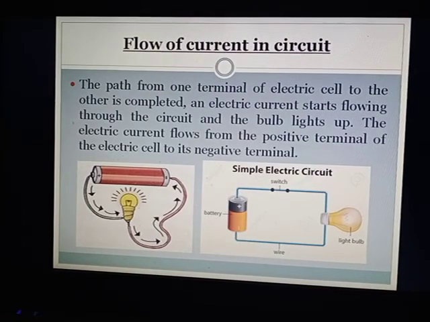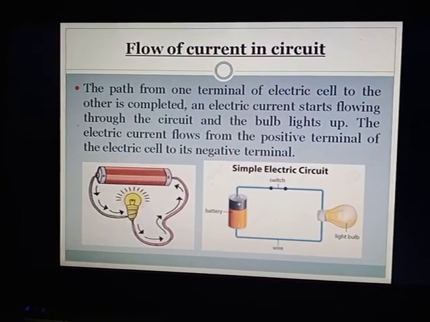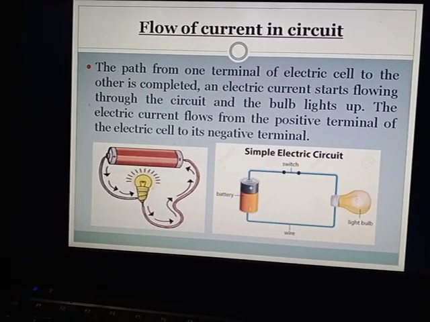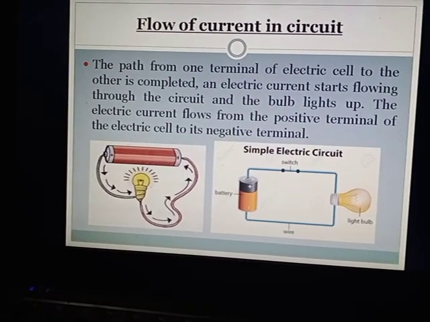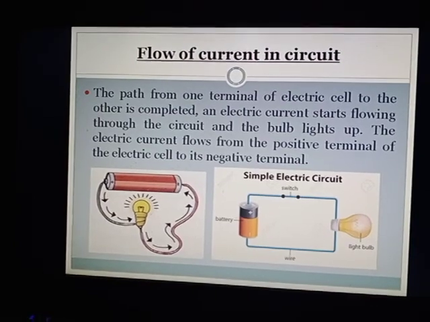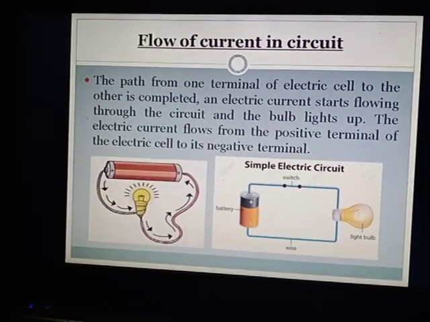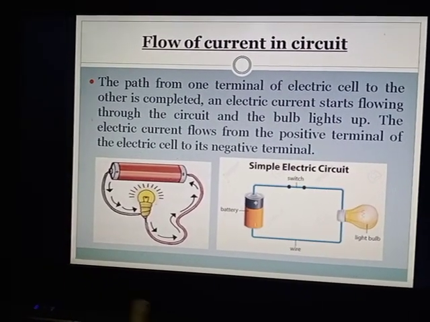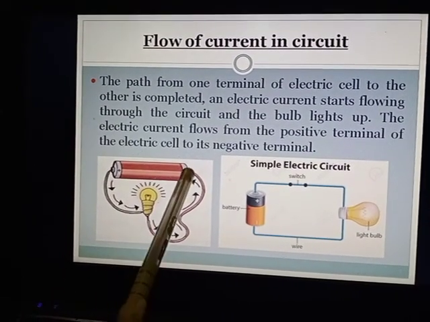Now, flow of current in a circuit. How does the flow of current in a circuit take place? I have told you earlier that the flow of electric current begins from the positive and goes towards the negative terminal. So the path from one terminal of the electric cell to the other is completed. An electric current starts flowing through the circuit and the bulb lights up. The electric current flows from the positive terminal of the electric cell to its negative terminal. So from here it will go towards the negative terminal.